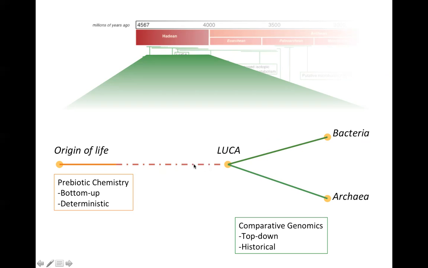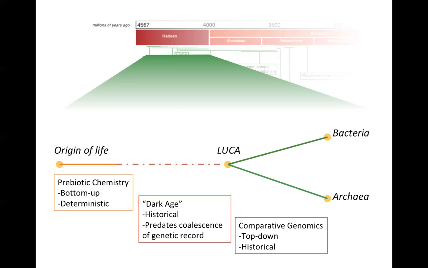The in-between is the interesting part, where we don't know what's going on. And so I like to call this the dark age. This is when we still had inheritance, and so this is still a historical evolutionary process leading to Luca. However, because it predates the coalescence of the last common ancestor, we can't use normal comparative genomic methods to infer any of these early events that led to Luca. But if we were able to push this back in time, one would hope that it would start to converge on what is observed through prebiotic chemistry or experimental studies of origins.